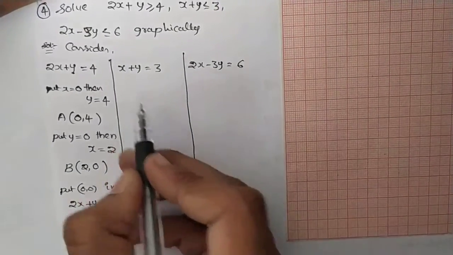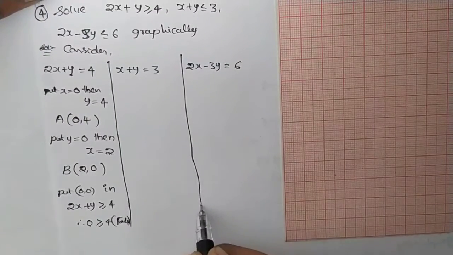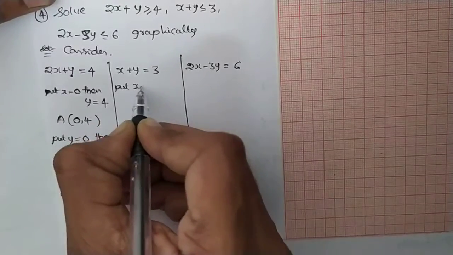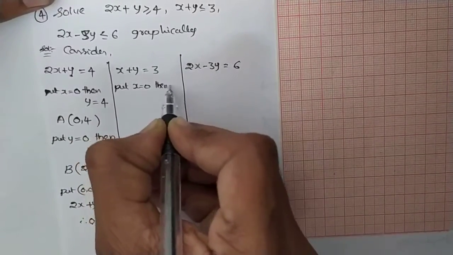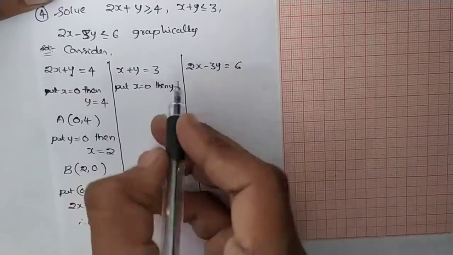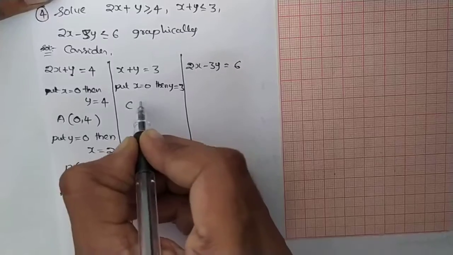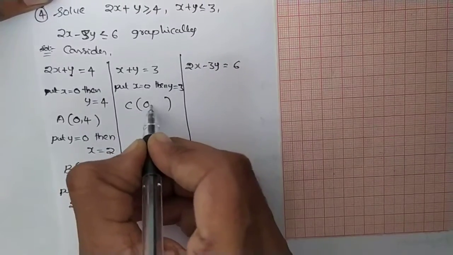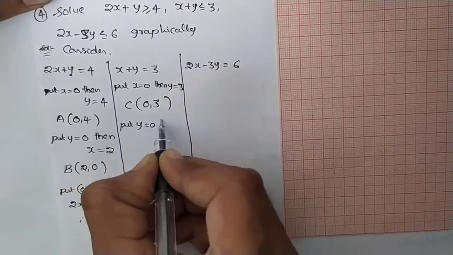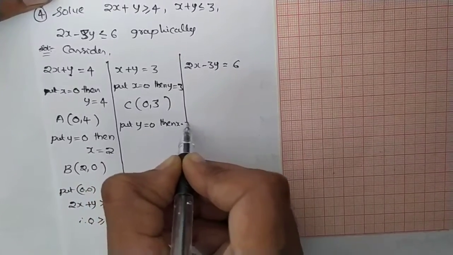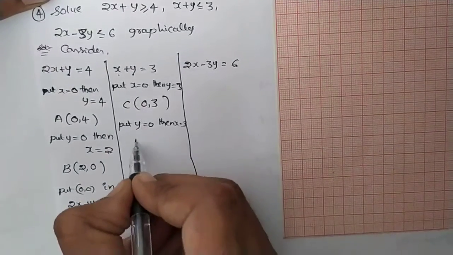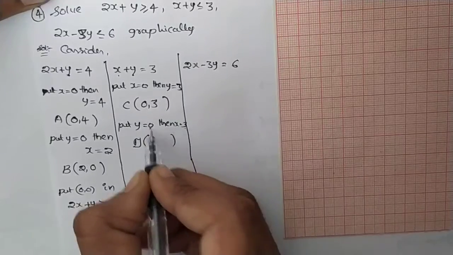Okay. Similarly, solve this inequality. Put x equals to 0. Then y equals to what? If we put 0 in place of x, then 0 plus y equals to 3, y equals to 3. Then the point C will be 0 comma 3. Next, put y equals to 0. Then x equals to 3. Therefore, this point D will be 3 comma 0.